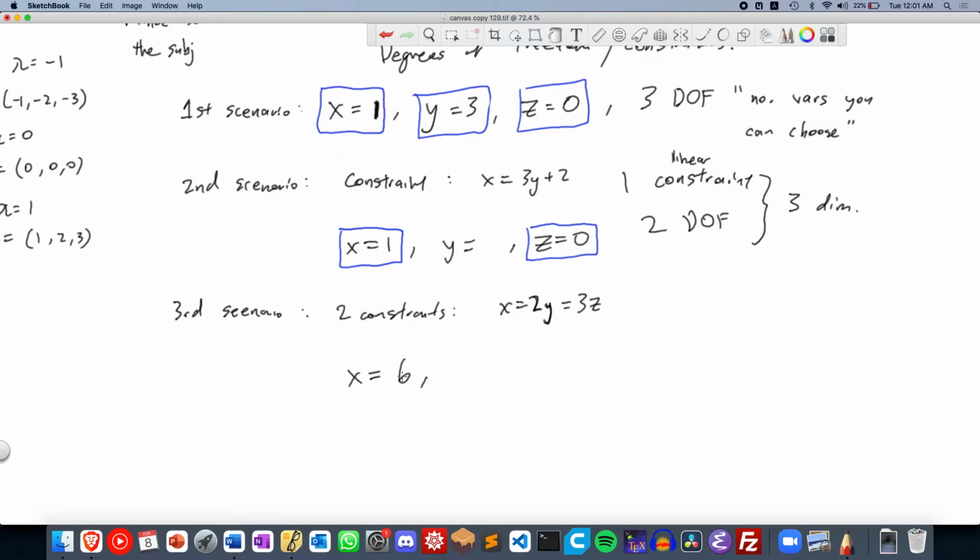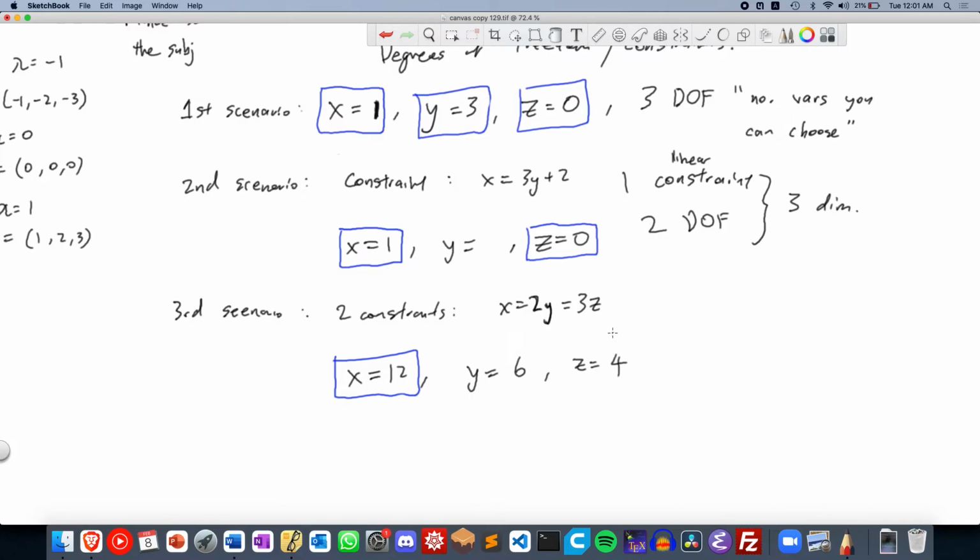But as soon as you fix x to be 6, so x was a free choice, then by the constraint over here, y is automatically determined for you. In this case, y equals 3, and z is also automatically determined for you, equals 2. And if you happen to choose another value, so let's say I choose 12, then y is also automatically determined, and z is also automatically determined.